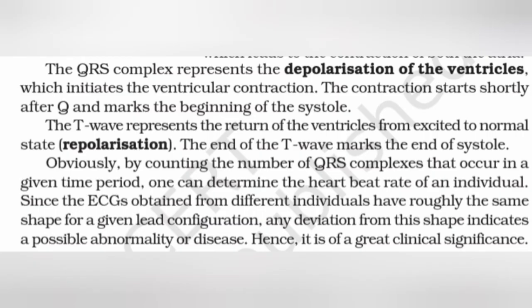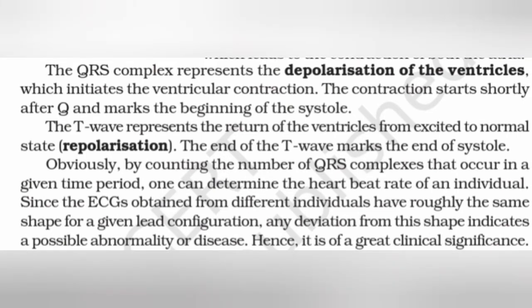Then the QRS complex represents the depolarization of ventricles, which initiates the ventricular contraction. The contraction starts shortly after Q and marks the beginning of the systole. The T wave represents the return of the ventricles from excited to normal state, that is repolarization. The end of the T wave marks the end of the systole.